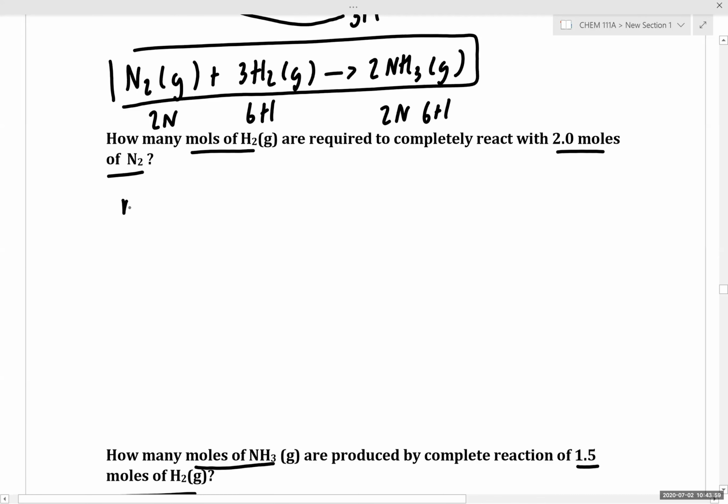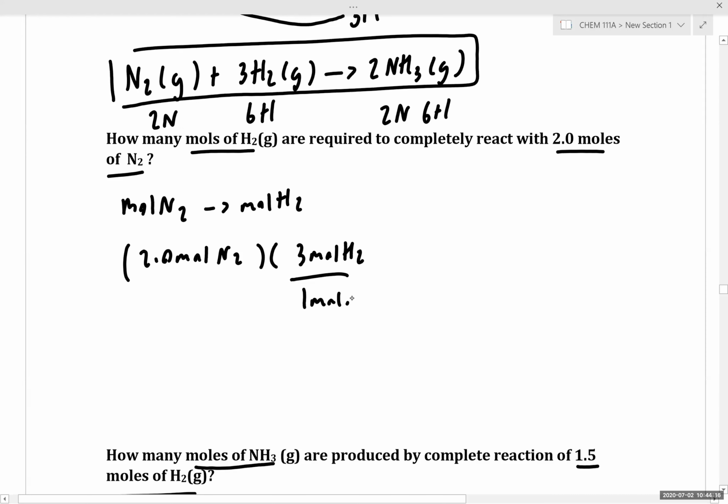So starting off, we're trying to go from the moles of nitrogen to the moles of hydrogen. So we have 2.0 moles of nitrogen. And we know that we have 3 moles of hydrogen required to react with every 1 mole of nitrogen. And that in turn gives us 6.0 moles of hydrogen. Perfect.